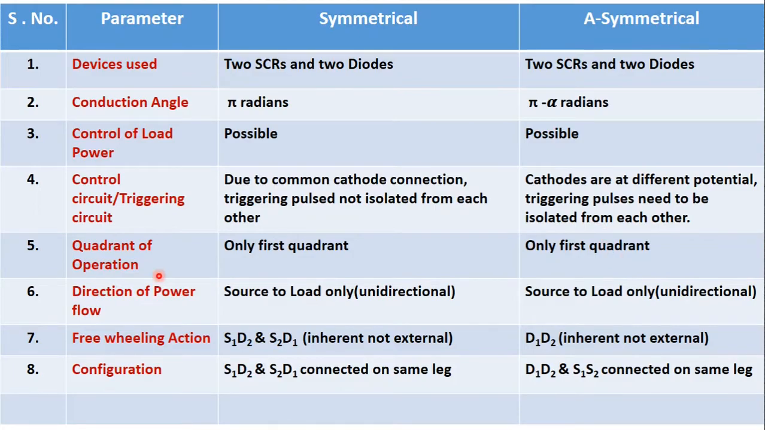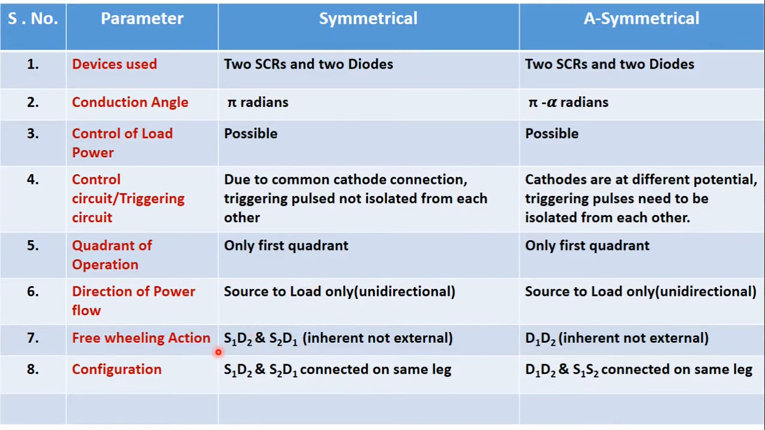Fifth one is quadrant of operation. Both symmetrical and asymmetrical configuration of semiconductor operate in the first quadrant. That means the average DC output voltage and DC current are positive in this type of semiconductors. Sixth one is direction of power flow. In both the symmetrical and asymmetrical configuration of semiconductor, direction of power flow is unidirectional. That means power can flow only in one direction, that is from source to load.